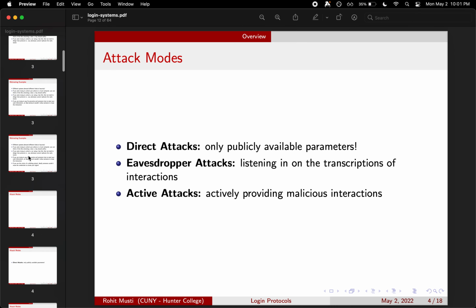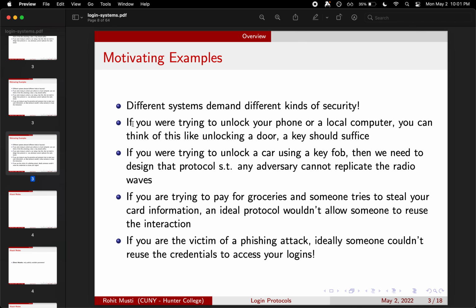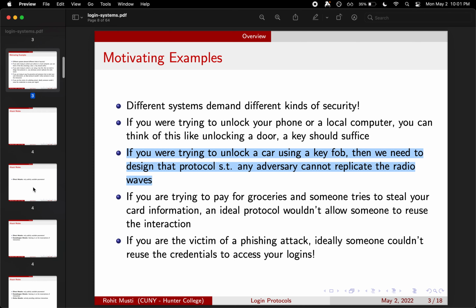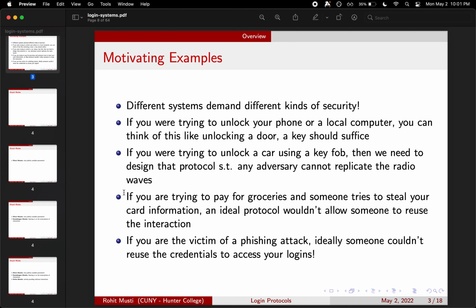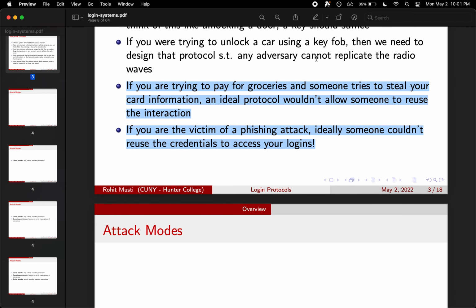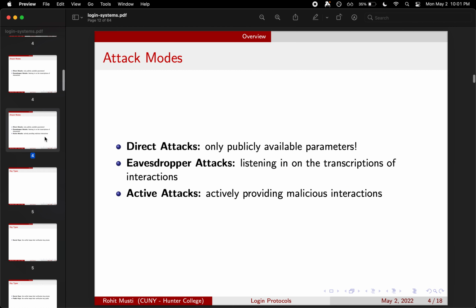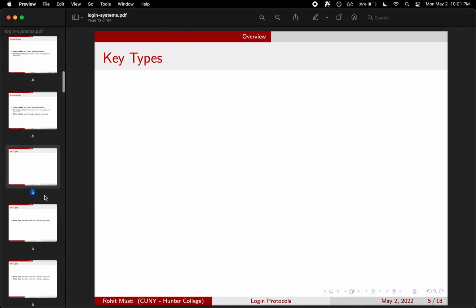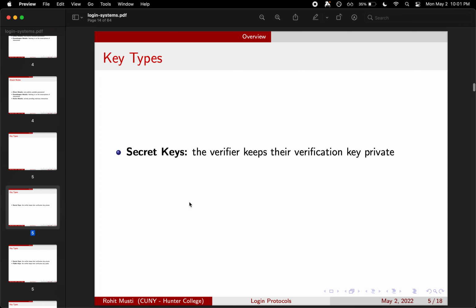So if we go back here, this is an example of a direct attack. This is an example of an eavesdropper attack. And these two are examples of active attacks, or in some cases maybe very advanced eavesdropping attacks. So those are the three different attack types. This means we need a couple different key types.